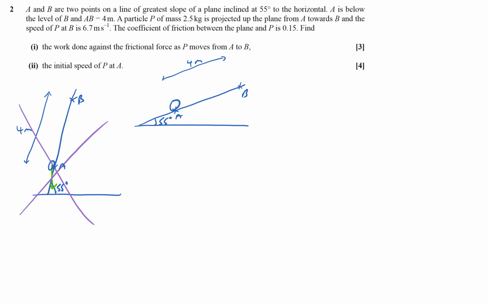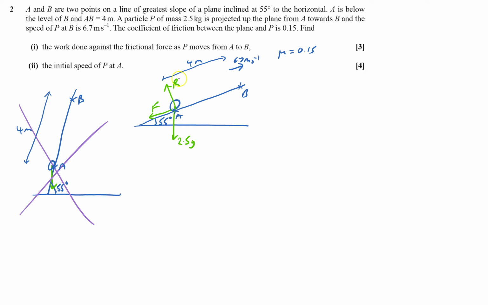Particle of mass 2.5 kilograms. So therefore I've got 2.5 g coming down here, and I've got normal contact force going up. Don't know if I need it. I've got resistance to motion, that'll be my friction, because it says that mu is 0.15. And as soon as I see mu is 0.15, then I know I'm going to have some friction in there, projected out the plane. Okay, and the speed at B is 6.7, so speed here is 6.7 meters per second. I think that's pretty much everything I've got on there.